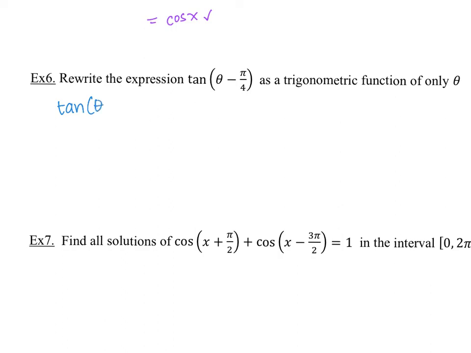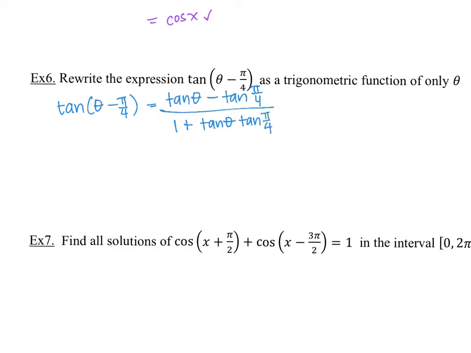Okay, it says rewrite the expression as a trigonometric function of only theta, meaning they don't want it to say theta minus pi over 4, they just want it to say theta, which means I'm going to use the difference formula. If you look back at your formulas, in the numerator it says the tangent of u minus the tangent of v. So tangent of the first thing minus the tangent of the second thing. And then in the denominator, they have 1 plus tangent u, tangent v.